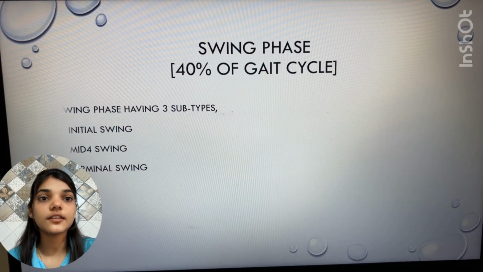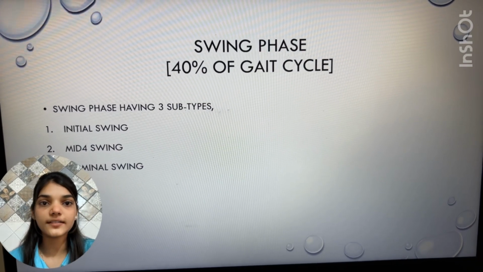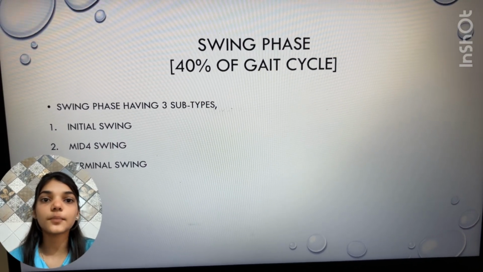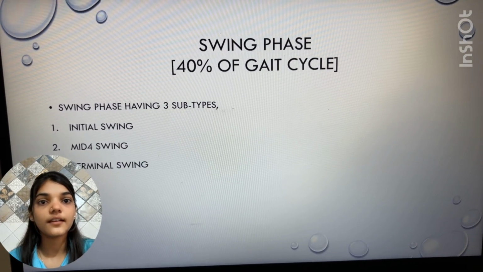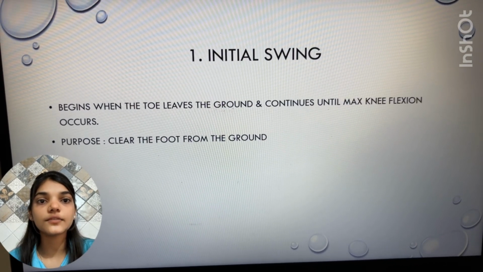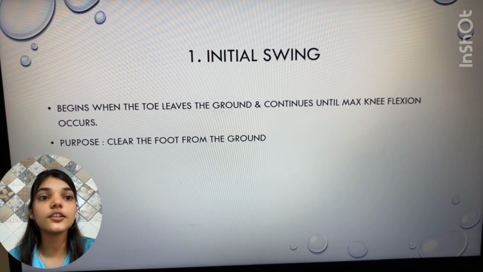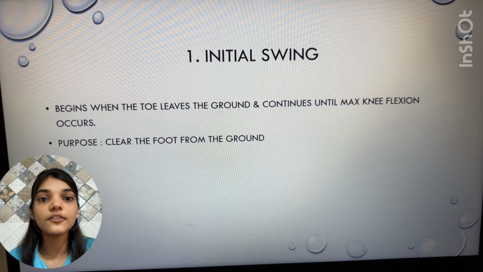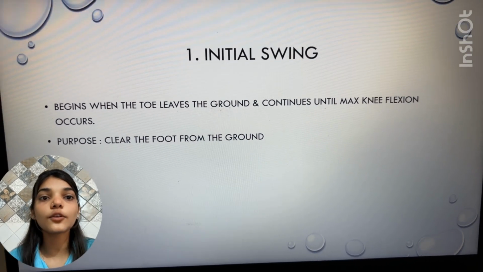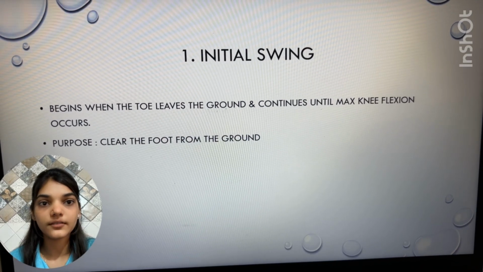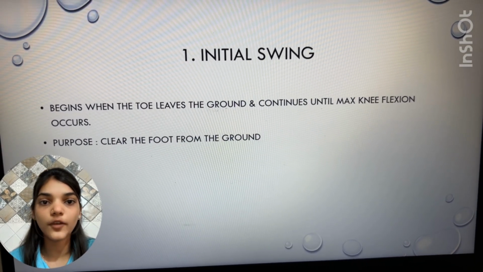Now we will understand the swing phase. Swing phase is 40% of the gait cycle. Swing phase has three subtypes: initial swing, mid swing and terminal swing. First of all, initial swing, beginning when the toes leave the ground and continuing until maximum knee flexion occurs. Purpose of initial swing: clear the foot from the ground. The foot leaves the ground and the knee is flexed.